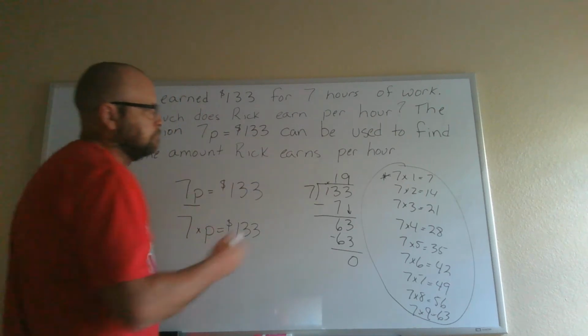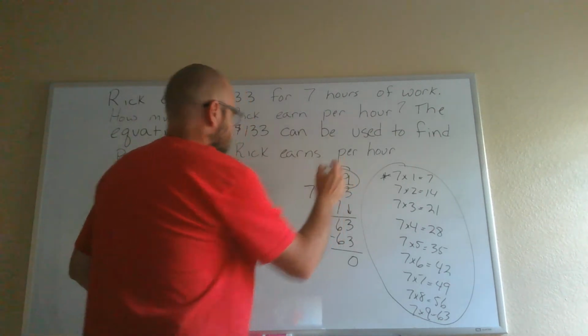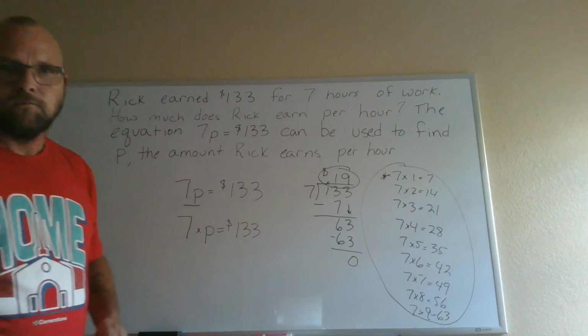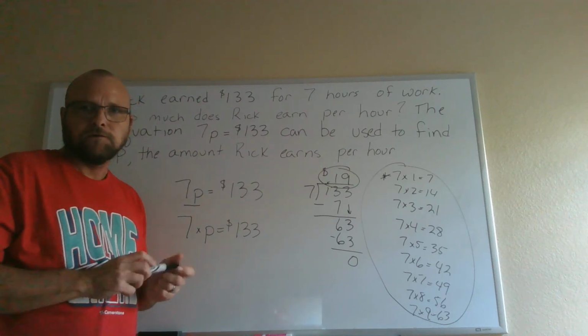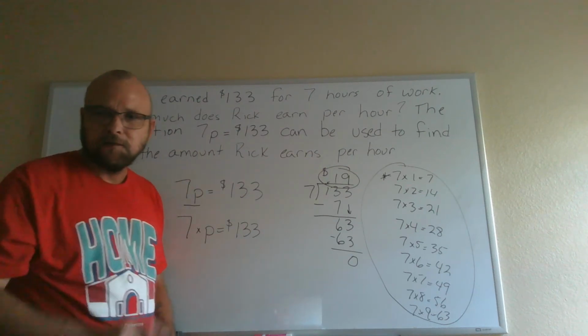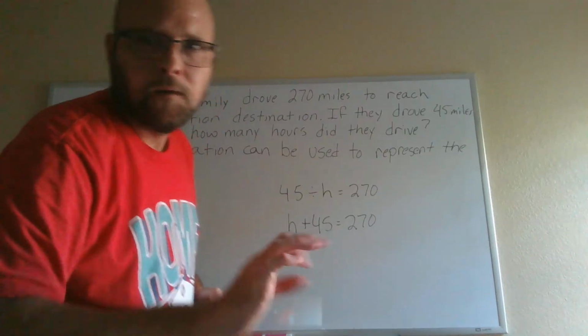So how much it gets paid per hour is $19. So whichever answer choice shows $19 is the correct answer. Let me pause it and do the fourth problem.